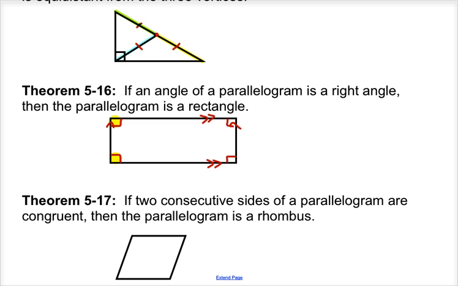Theorem 5-17: If 2 consecutive sides of a parallelogram are congruent, then the parallelogram is a rhombus. I know to be a rhombus, all 4 sides have to be congruent. So if this is a parallelogram and 2 consecutive sides are congruent, well, one of the properties of a parallelogram is that opposite sides are congruent. So the right would be congruent to the left, the top would be congruent to the bottom. All 4 sides are congruent, so it has to be a rhombus.